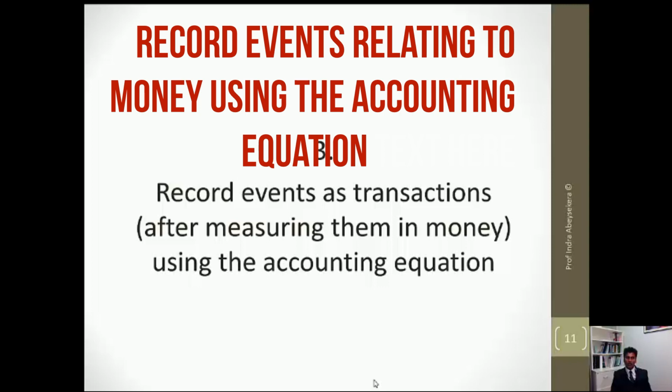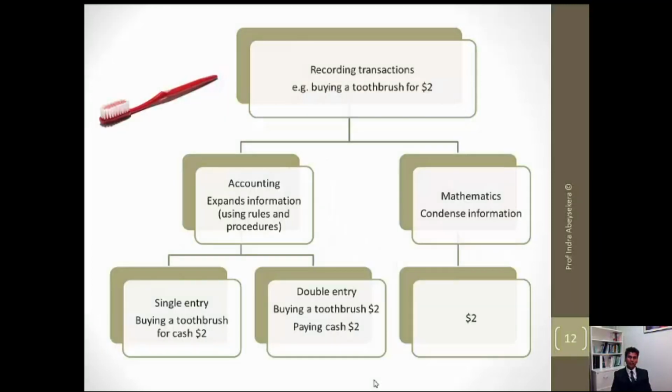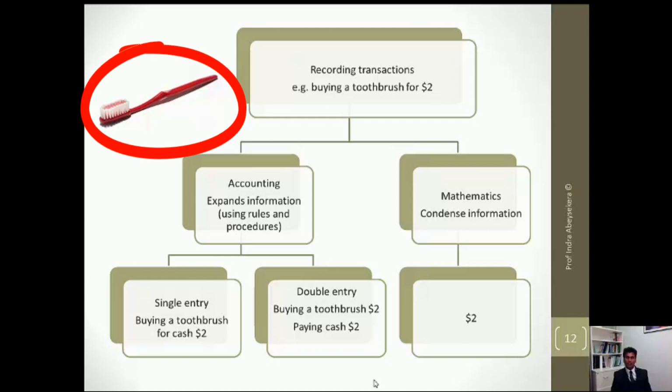After measuring them in money using the accounting equation. Think about a toothbrush. When you buy a toothbrush, you get a toothbrush and you pay cash for that. So there are two ends to that. One is you receiving the toothbrush and the second is paying cash.